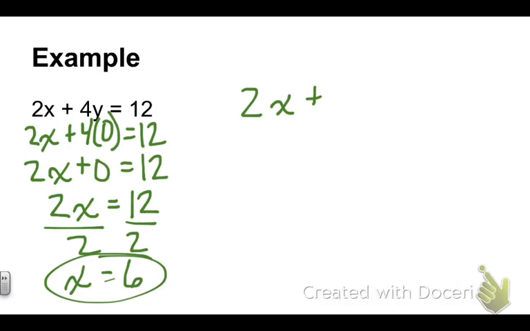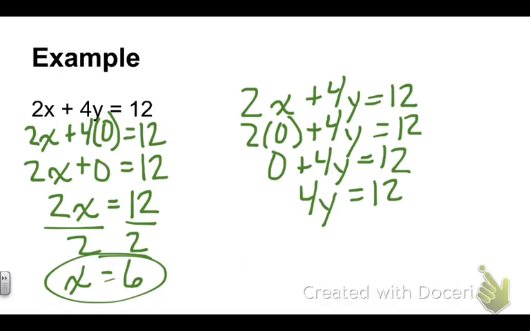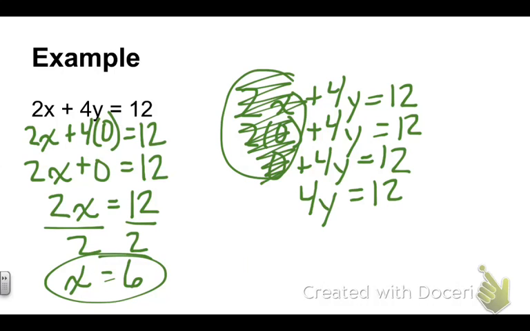So again, I got the 2x plus 4y is equal to 12. This time, I want to solve for the y, so plug in 0 for x. 2 times 0 is 0, plus 4y. 0 plus 4y is, again, 4y. Did I really need to plug that 0 in? No. This whole step, not necessary. I could have just dropped it and went straight to 4y equals 12. Solve for y, get rid of multiplying by 4 by dividing by 4, and y is 3.